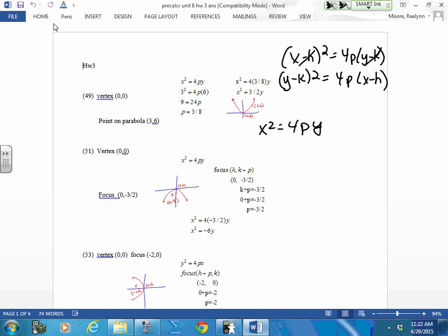Because we didn't have P, plug in your 3, 6, whatever we gave you, 3, 6. Plug in 3 and 6, and find P, and then bring P back, and plug that in, and give me one final equation. We plugged in your 3 and your 6, we found P, and we brought P back into your equation, and we solved for x squared.